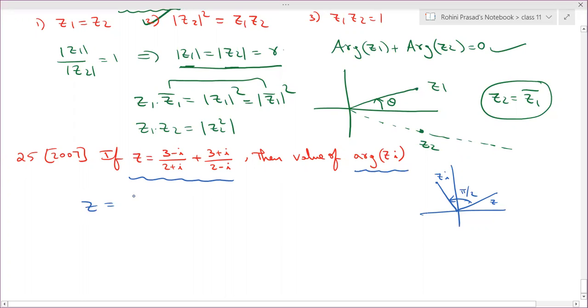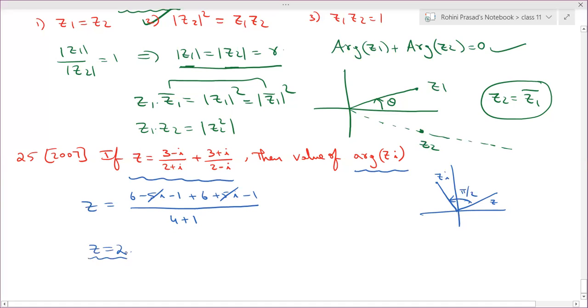If we do the cross multiplication, 2 into 3 is 6, minus 3i, minus 2i, minus 5i, and minus times minus plus i square is minus 1, plus 3 2 is 6, 2i plus 3i is 5i, plus i square is minus 1, by 2 square plus 1 square, 4 plus 1, a square plus b square. 5i and 5i get cancelled, and this is 6 plus 6, 12 minus 2, 10, 10 by 5 is 2, so Z equal to 2.